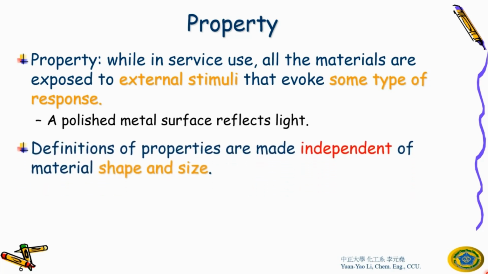Okay, so the definition of the properties is made independent of the material shape and size. So when we talk about a property, we disregard the shape and size. That's the independent. We want to think of this independently, not related to shape and size.